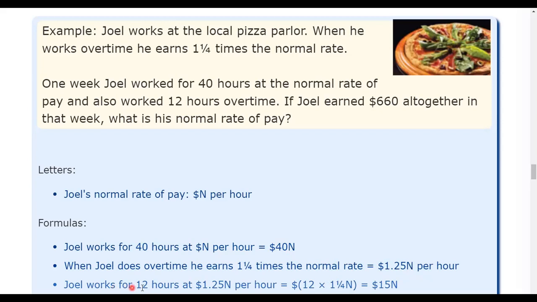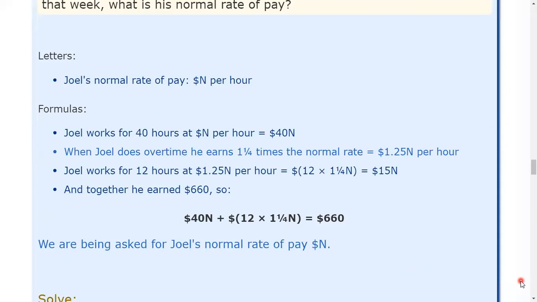Joel works for 12 hours at the rate of 1.25N per hour. So this will be what we can say is earning. And together he earned $660. So this is the equation. This is the magical equation. This is the normal rate of his earning, and this plus dollars means that for every 12 extra hours, he is earning this much money also. So all this is making $660.